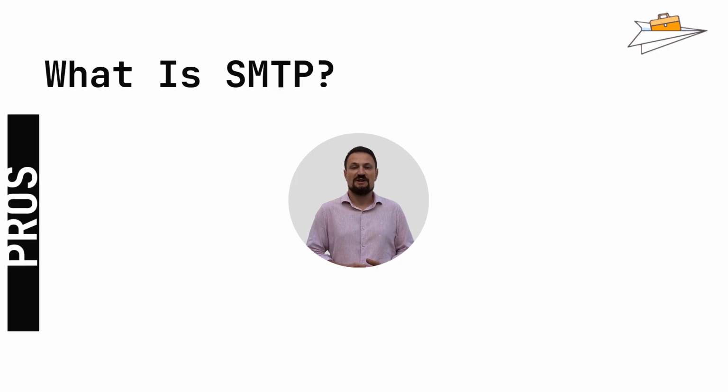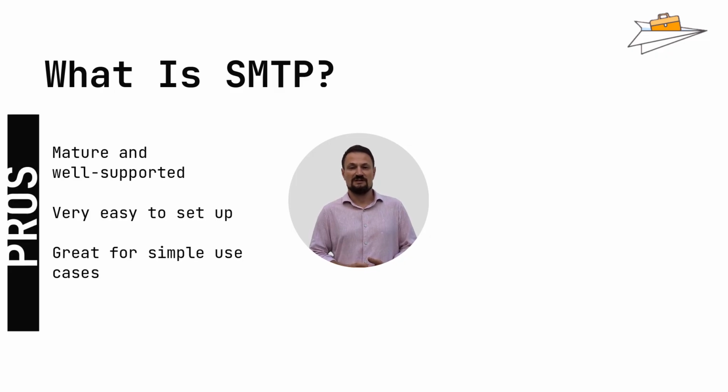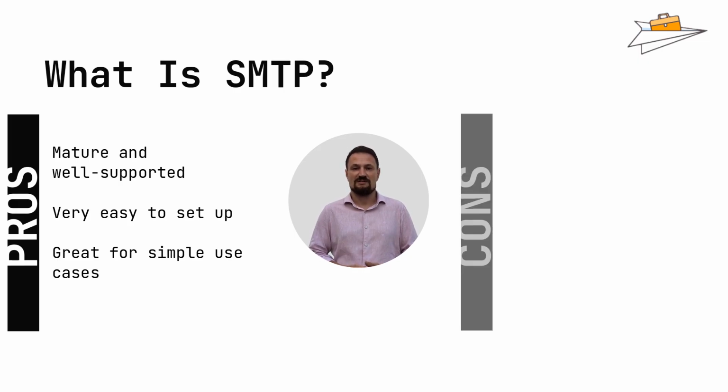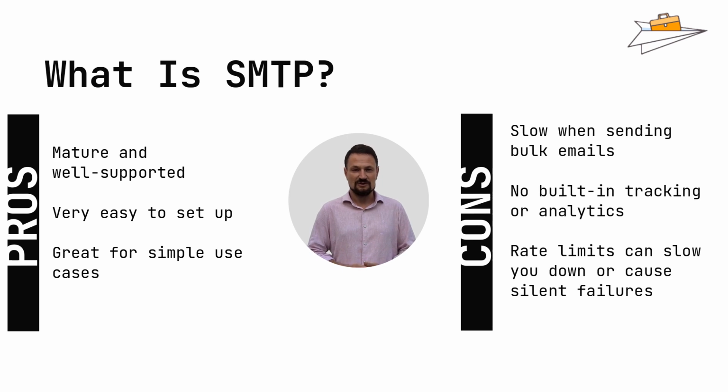The main pros of SMTP are the following. First, it's mature and well supported. Second, very easy to set up, and it's great for simple use cases. But here's where it can fall short. Slow when sending bulk emails. No built-in tracking or analytics. Rate limits can slow you down or cause silent failures.